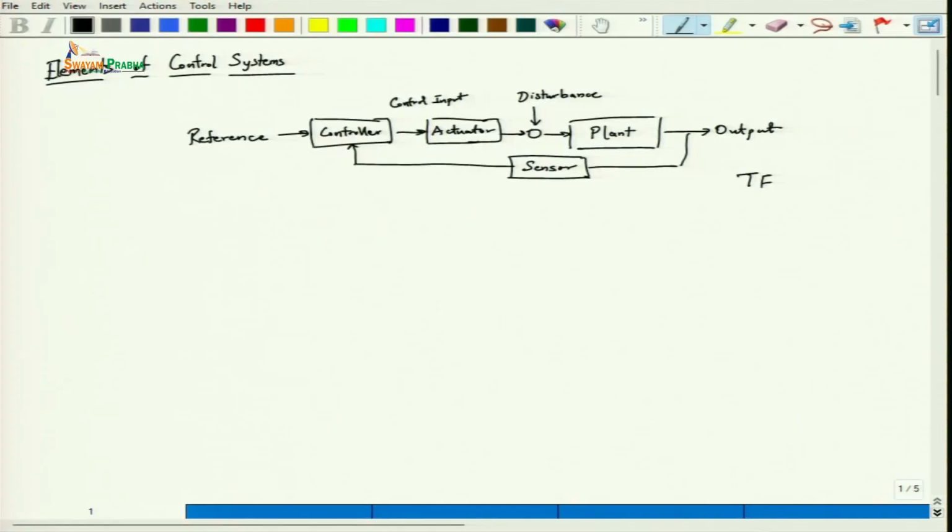Now many times you might not use all the elements, and basically these control systems are classified into two types. One is the open loop control system, where you do not have the sensor. The other one is a closed loop system which consists of the sensor and the feedback part. So what we are going to do now is consider first the open loop system.